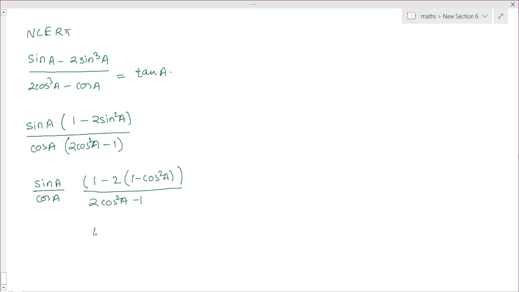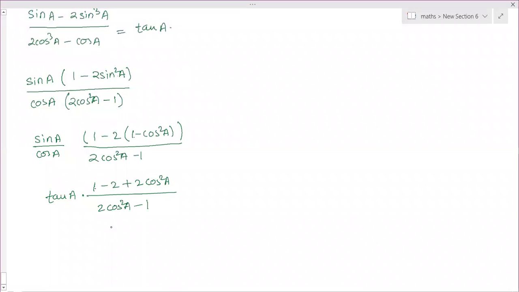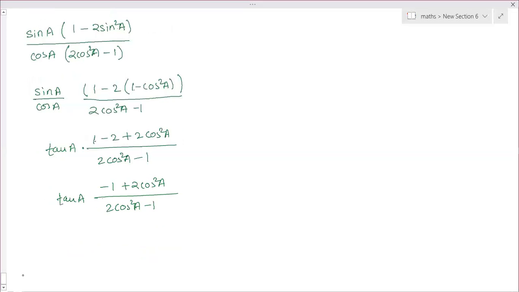Simplify numerator. 2 into minus 2 into 1 is minus 2. Minus 2 into minus cos square A is plus 2 cos square A, divided by 2 cos square A minus 1, into tan A. So 1 minus 2 is minus 1 plus 2 cos square A divided by 2 cos square A minus 1, into tan A. So now numerator and denominator are.